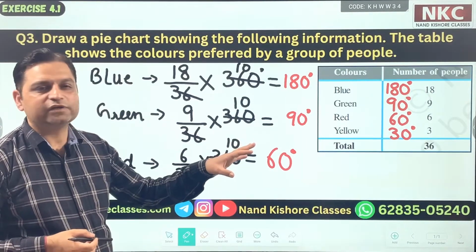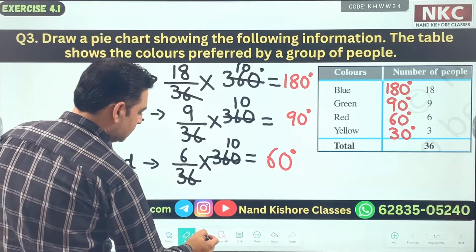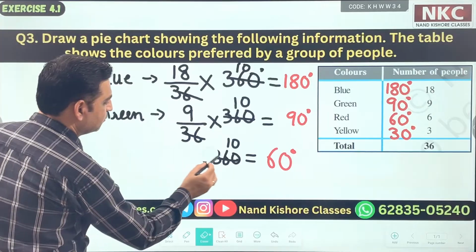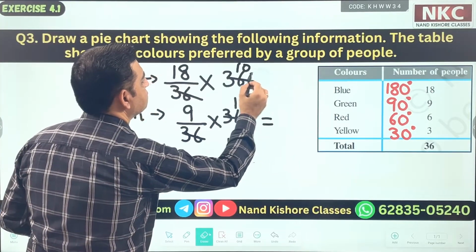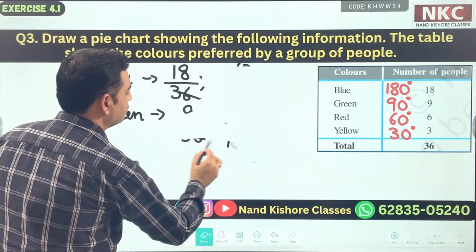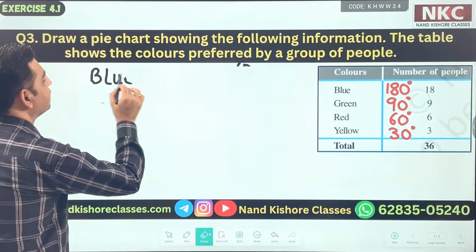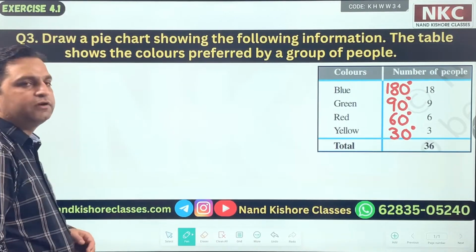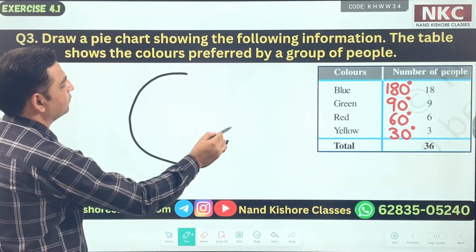Now according to those angles, we need to plot the pie chart. Let me show you how it can be done. Let me remove it from the board first. Let me make a space to make the chart. I hope you are able to understand till now how to find the central angle, right? Okay. We need to make a circle. Let me make a rough circle here.